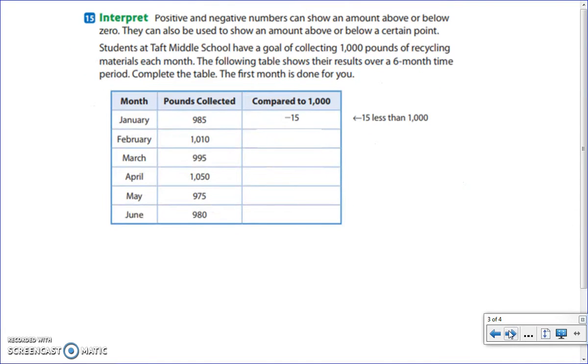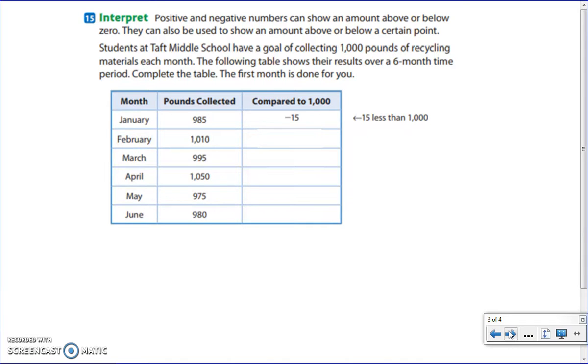It says positive or negative numbers can show an amount above or below 0. They can also be used to show an amount above or below a certain point. Students at Taft Middle School have a goal of collecting 1,000 pounds of recycling material each month. The following table shows their results over a 6-month time period. Complete the table. The first month is done for you.